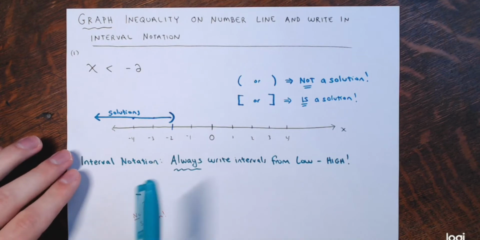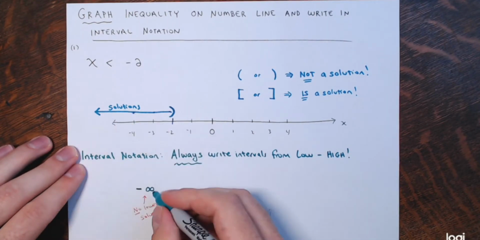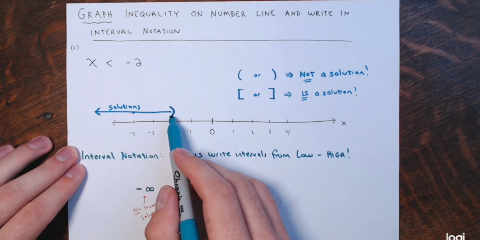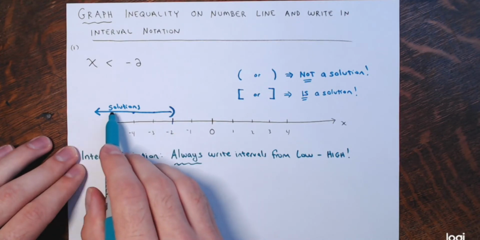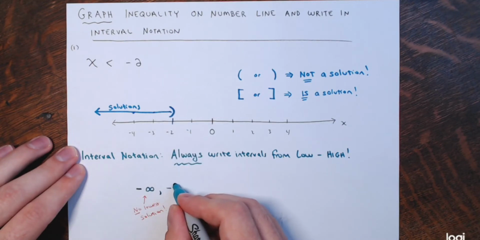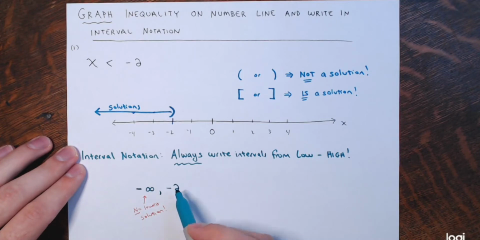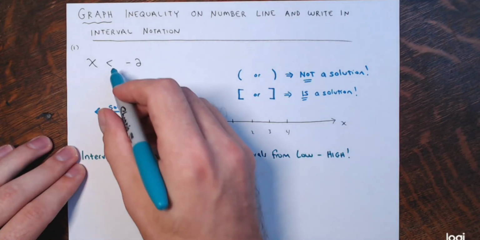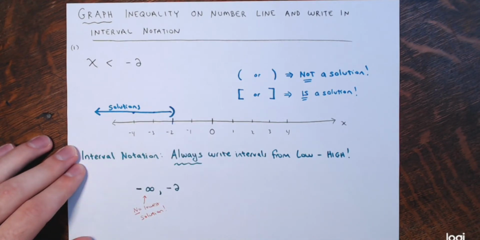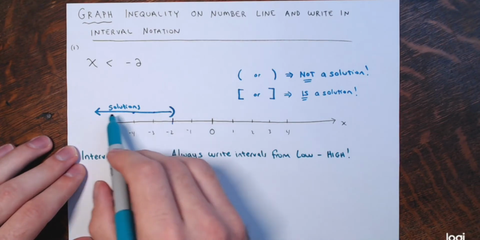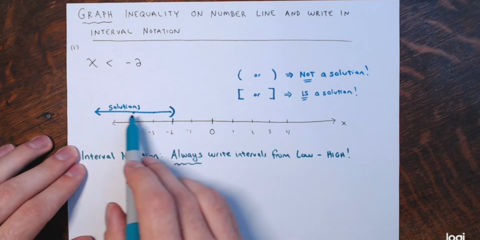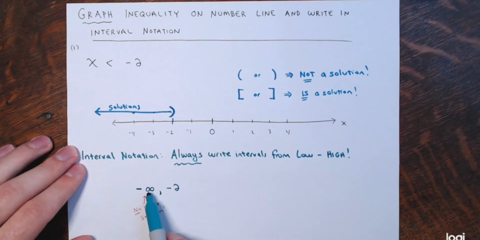So I put the lowest number in the interval, then a comma, and then I put the highest number, or at least where do I exit as I go from left to right? Where do I exit this set of solutions? Well, I exit at negative 2. Now I know negative 2 is not a solution, as we've said, but it is where this picture of the solution stops. So where does it start on the left? Well, there is no start, so there is no lowest solution. I put negative infinity. And then as I go from left to right, where does it stop? It stops at negative 2, so I put lowest, comma, highest.